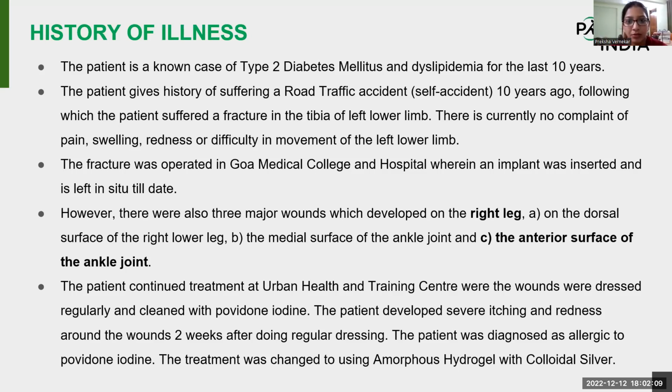However, 3 major wounds had also developed on the right leg: on the dorsal surface of the right lower leg, the medial surface of the ankle joint, and the anterior surface of the ankle joint. The patient later continued treatment at the Urban Health and Training Center, close to the Tertiary Care Hospital, where the wounds were dressed regularly and cleaned with povidone iodine. The patient developed severe itching and redness around the wound 2 weeks after regular dressing with betadine, that is povidone iodine. Hence the patient was diagnosed as allergic to povidone iodine and was shifted to dressing with Hydroheal ointment. Next slide, ma'am.